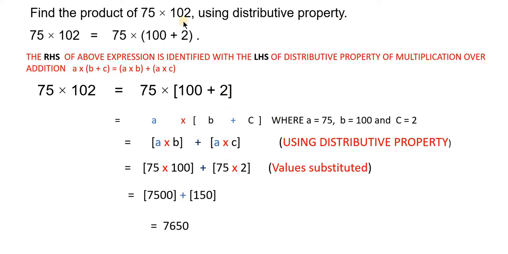You are just splitting the factor 102 as 100 plus 2 and then using the distributive law. You are identifying the expression as the left hand side of the distributive property law and then you are replacing it with the right hand side of the distributive law, and finally finding the answer 7650, which is faster and easier. Once you master this method, you will be able to do it faster. So we'll go to the next.